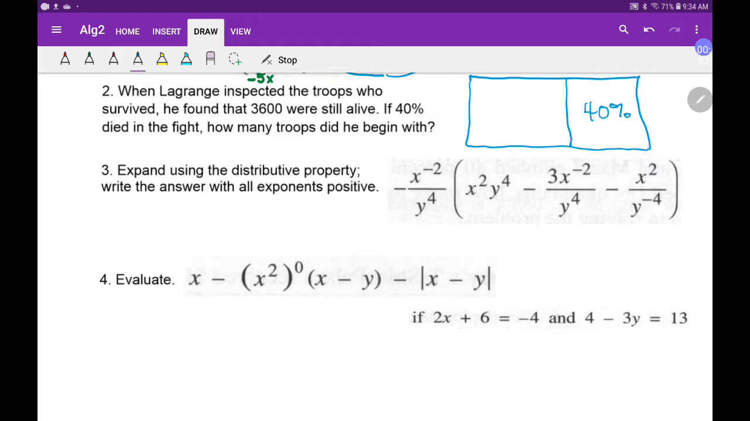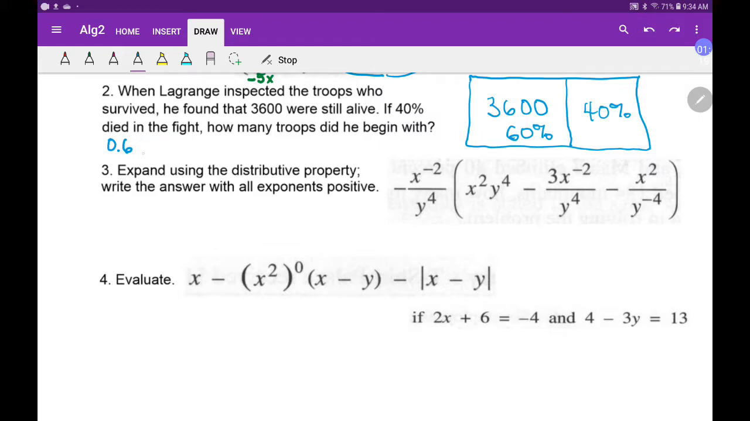40% is over here, and 3,600 are over here. So that means that this must be 60%, right? These were the ones that lived and 40% died. So I've got 60%, called 0.6. That's the same thing as 60%. You can have the 0 or not.